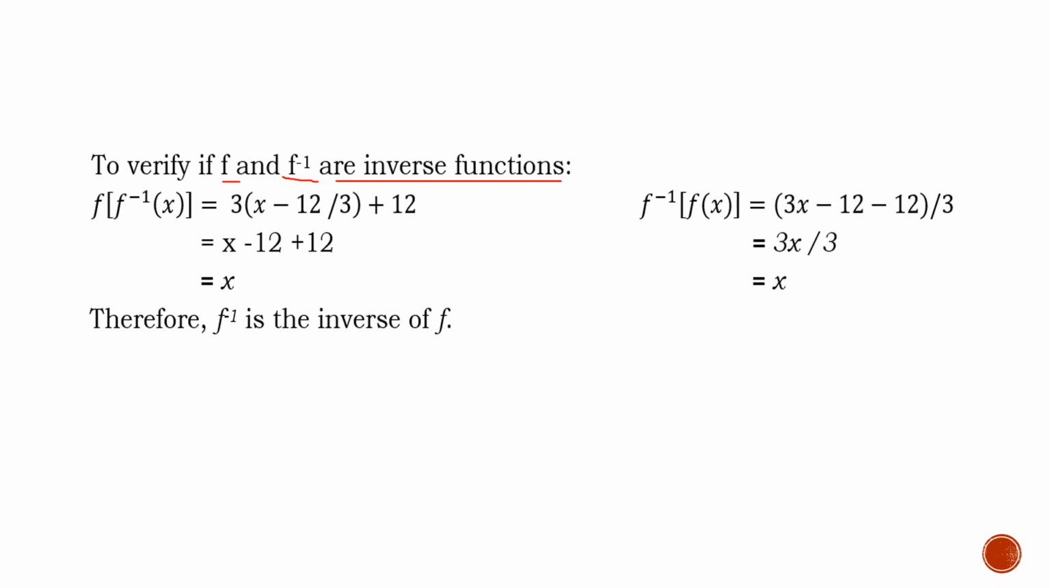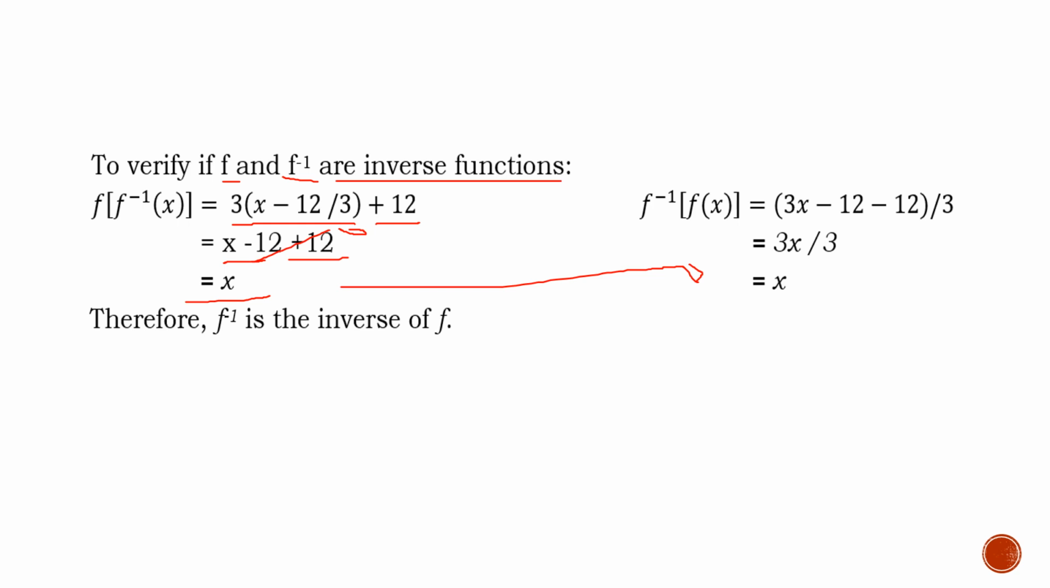That's why it becomes 3 multiplied by (x minus 12) over 3. So 3 will be cancelled out, plus 12. So x minus 12 plus 12; since negative 12 plus 12 is 0, your resulting value is x. So it should be equal to the computed value for the inverse function of your f of x.